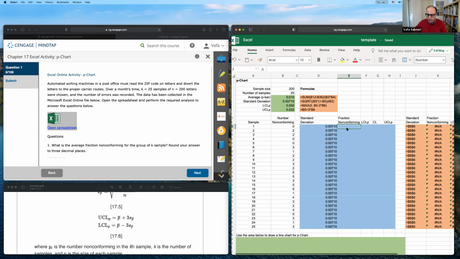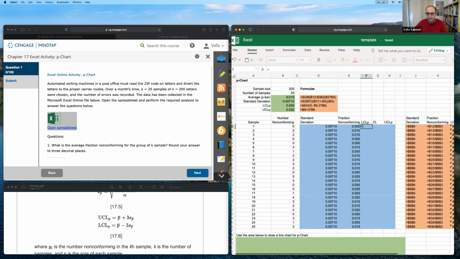The fraction non-conformance is gonna be the number of non-conformance in that sample divided by sample size, okay? My sample size is 200, and since I want to copy it down, I will lock that 200, and then I will copy this down. So these are gonna be my PIs, so P1, P2, P3, all the way to P25. And remember, the average of these values will give me also this average. So there are two methods of calculating the P bar.